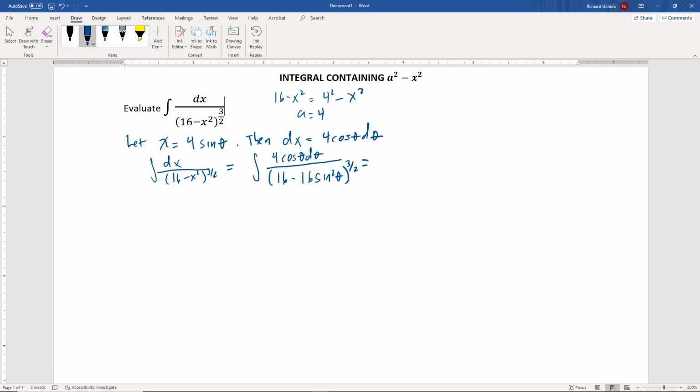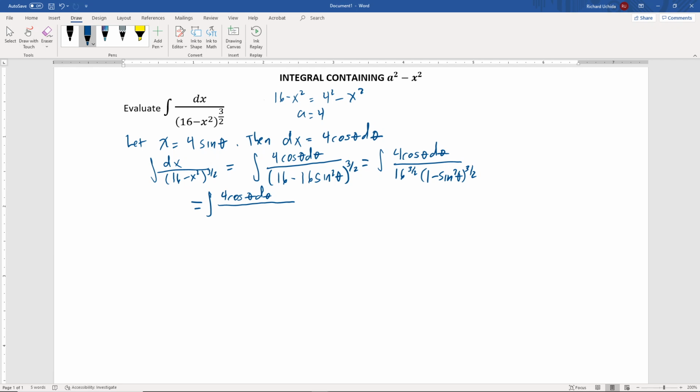Now both of those terms in the denominator have a 16, so we could factor out that 16 and pull it outside the parentheses. But remember, when you do that, we have the integral of that 4 cosine of theta d theta still, all over. Now when we pull out the 16, it won't just be 16 on the outside. Remember, all of that was being raised to the 3 halves, so this will be 16 to the 3 halves times the quantity 1 minus sine squared of theta to the 3 halves. So that'll be the integral of 4 cosine of theta d theta.